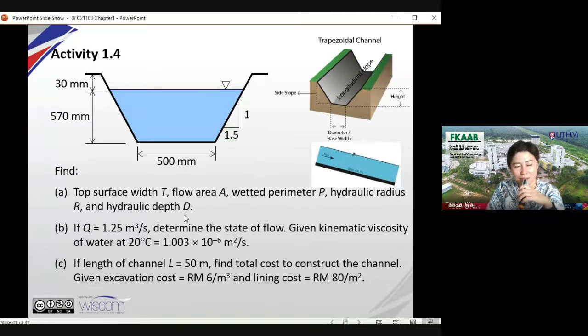Now, in this activity 1.4, there's a length of channel given, which is this length, the longitudinal length. The question asks us to find top surface width, flow area, wetted perimeter, hydraulic radius, and hydraulic depth. Of course, let's do this together. I believe some of you have already tried this out. So let's check our answers.